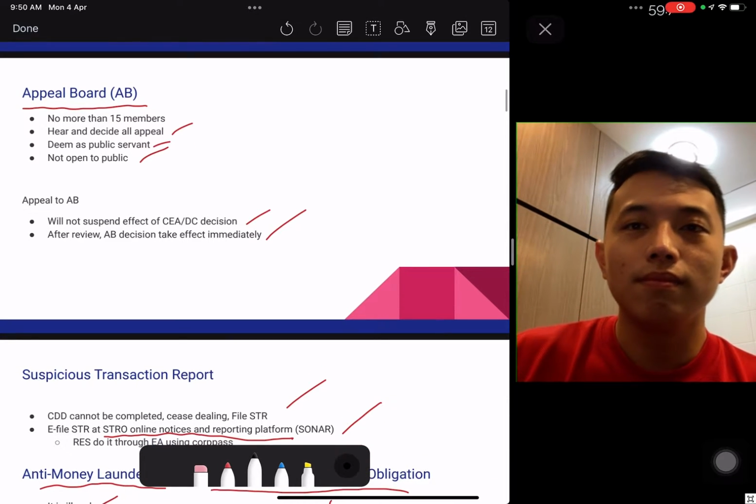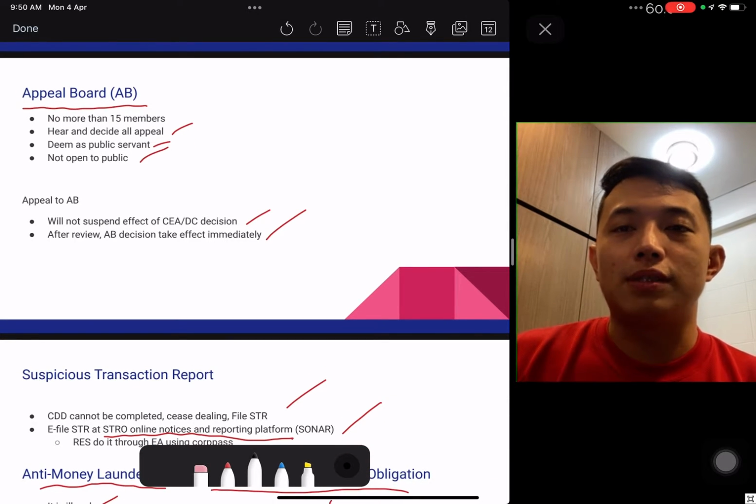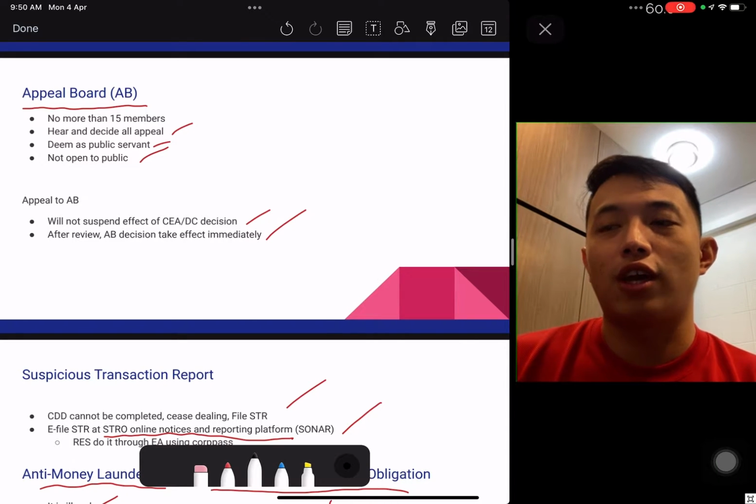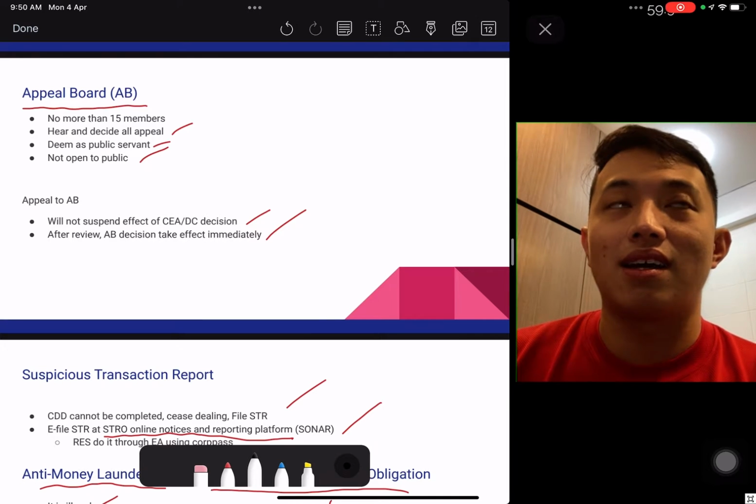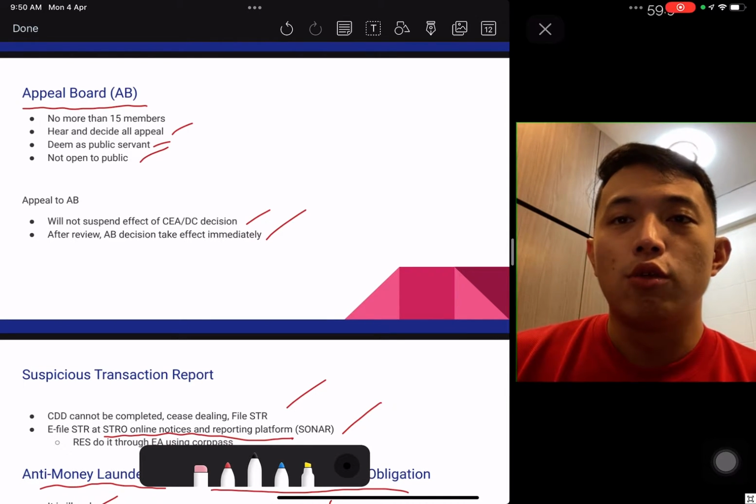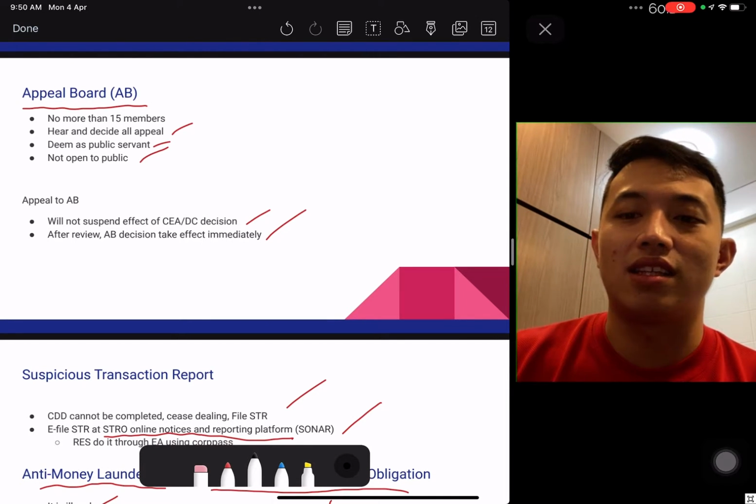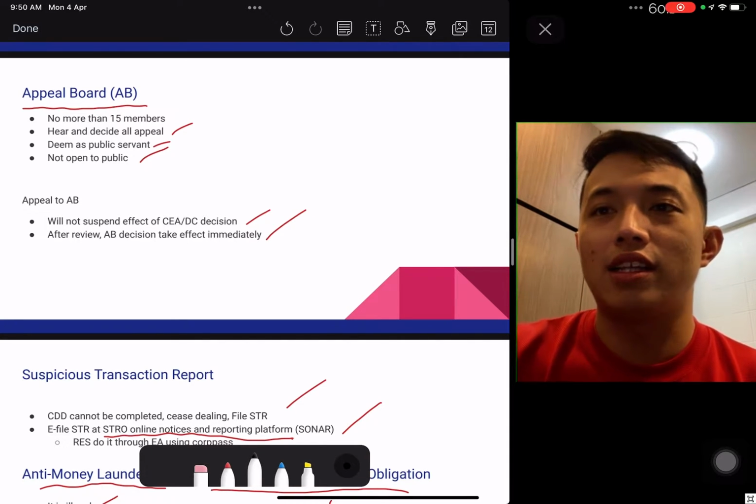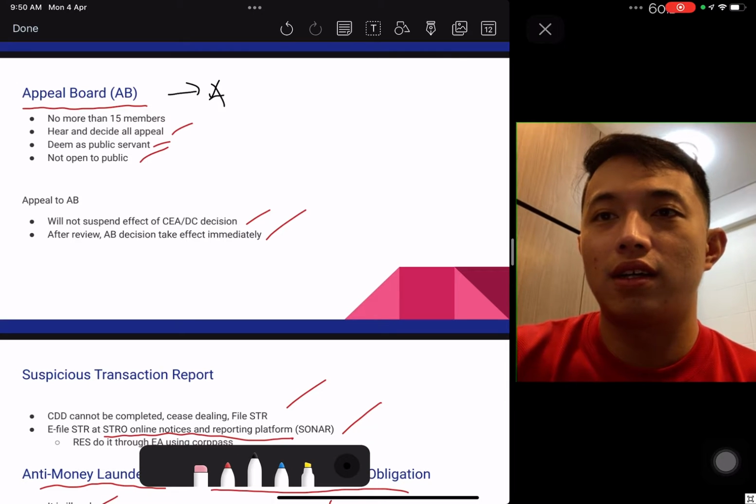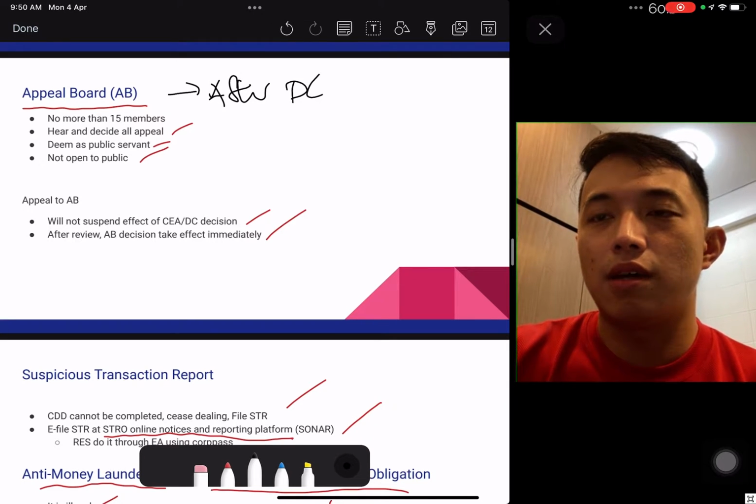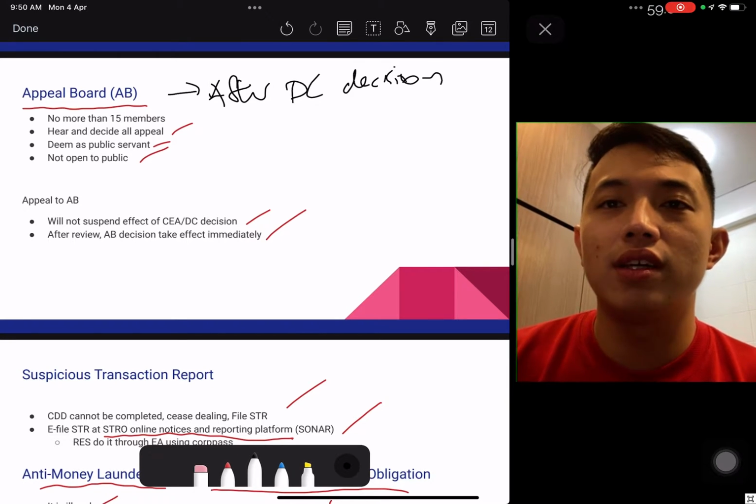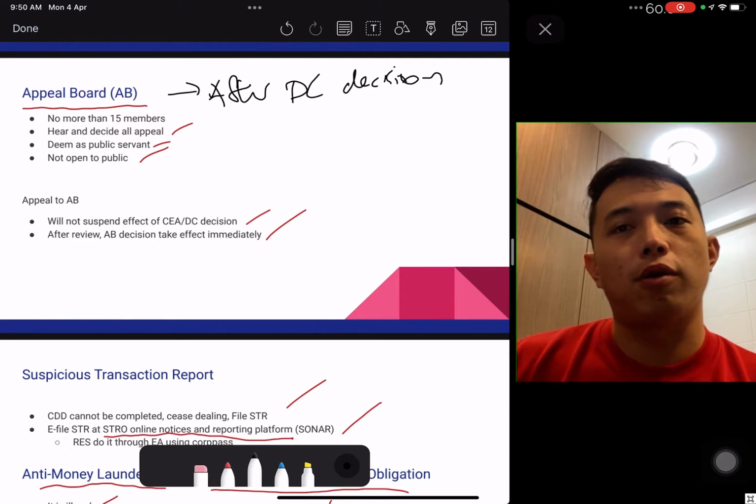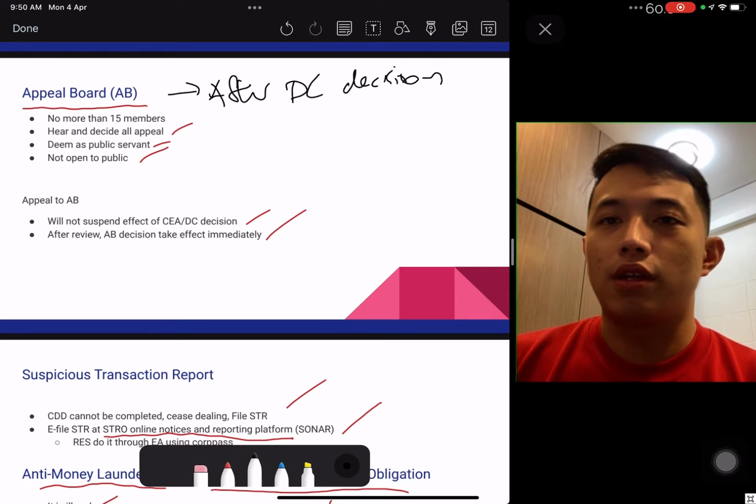Okay? So the appeal board is tested once in a while, but it's just for understanding. The appeal board is for when the appeal to DC doesn't work anymore, which means you do not agree with the disciplinary committee's decision. This is after DC's decision. Which means that if you want to further appeal, you go to the appeal board. The appeal board is also a public servant. You will appeal, and they listen and decide on the appeal.